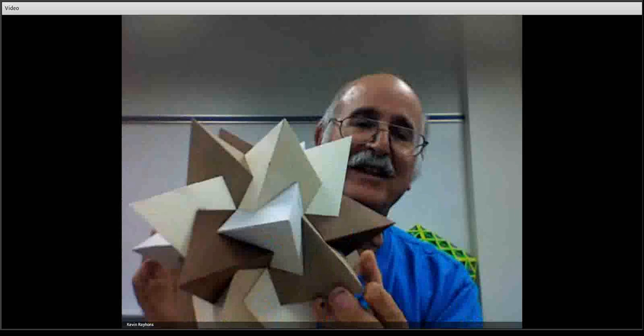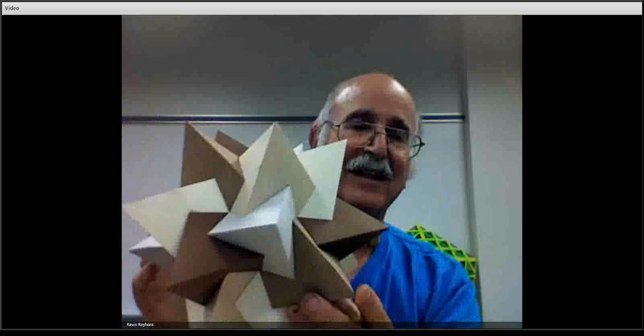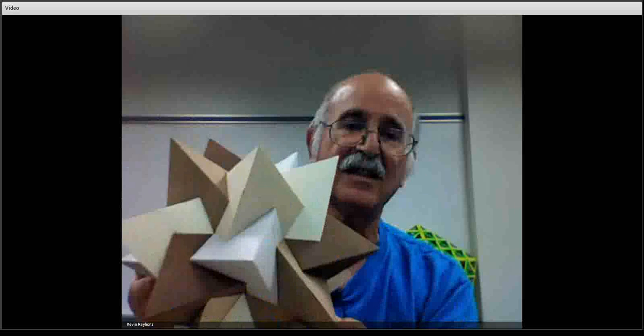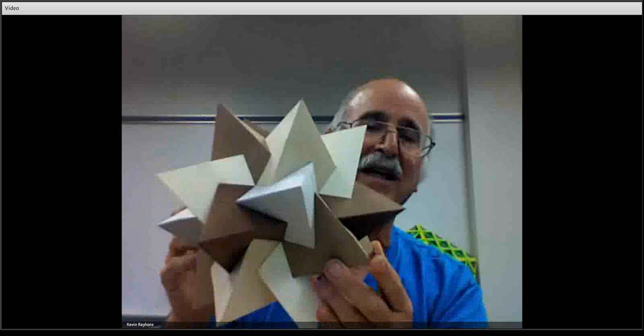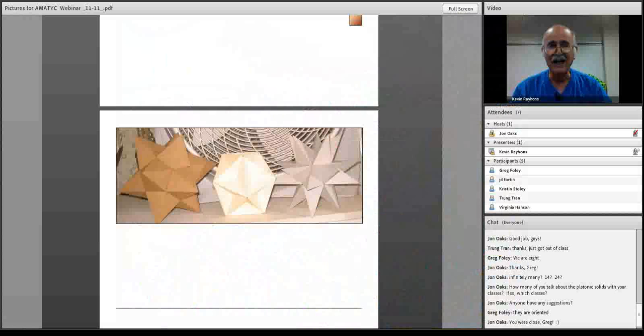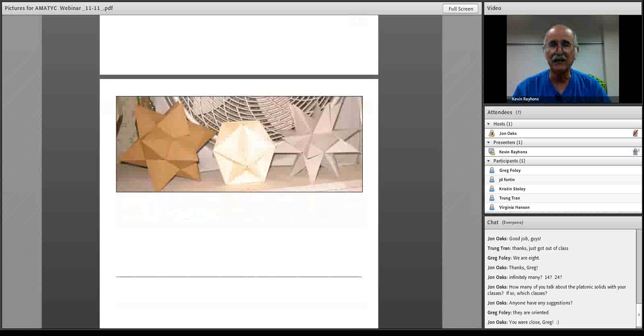And the last one is called the compound of 5 tetrahedra. There's 5 of them in there, 5 different colors. And this thing happens to fit inside of a dodecahedron, which is the thing made out of 12 pentagons. Okay, downsize me. So, back in 1979, are we scrolling?